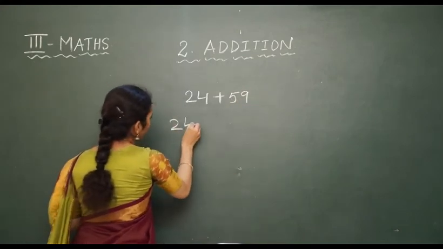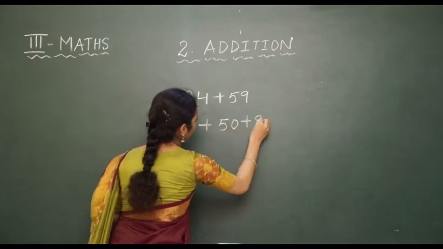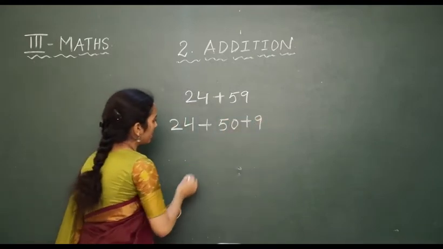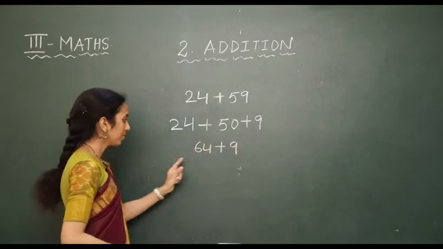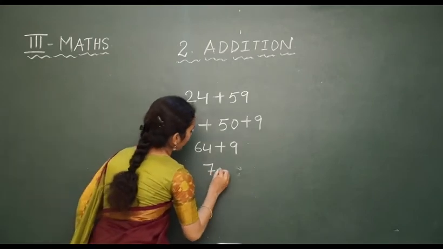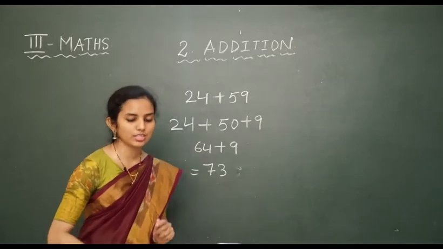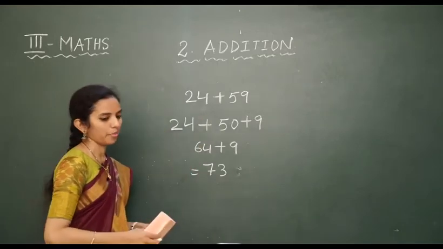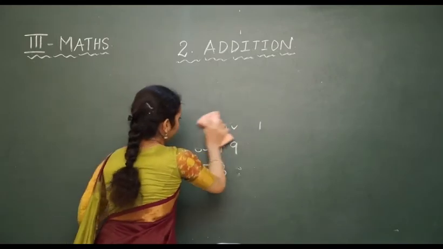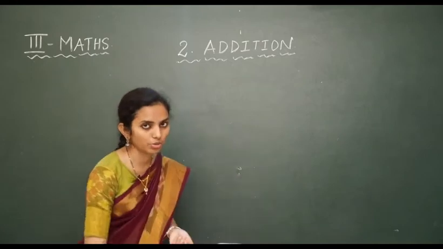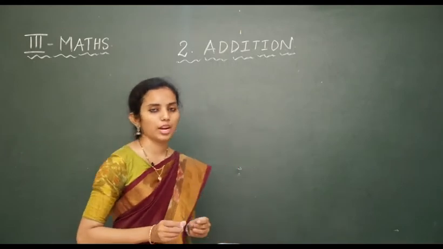So 24 we write as it is, and 59 we write as 50 plus 9. So 24 plus 50 is 74, plus 9. So it is 83. So this is the addition by breaking one number. And the next question, there are 5 more examples. Do it for practice sake, as a homework, and breaking both the numbers.